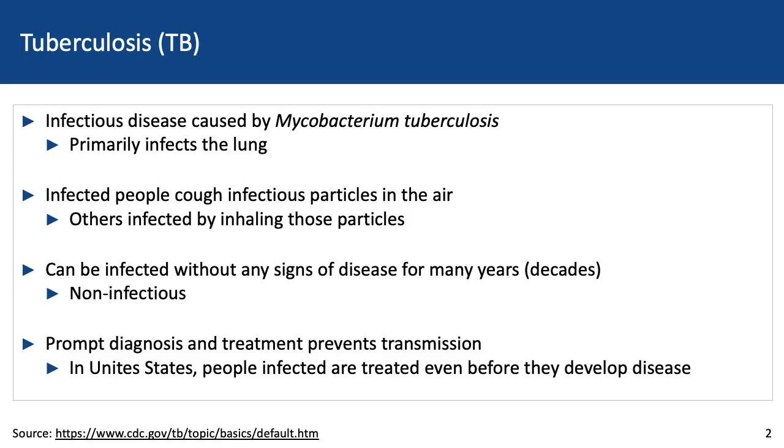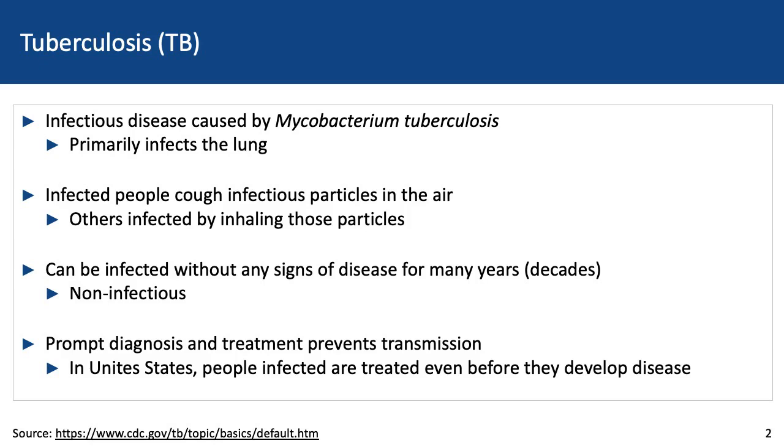It's only those who actually develop disease in their lungs and then can cough those particles out into the air who are actually infectious. And so it's important to treat those people to limit transmission. So the best prevention strategies we have from a public health perspective for tuberculosis are prompt diagnosis and treatment, because if someone is coughing particles into the air, they're going to be infectious until we treat them and the bacteria is no longer growing in their lungs.